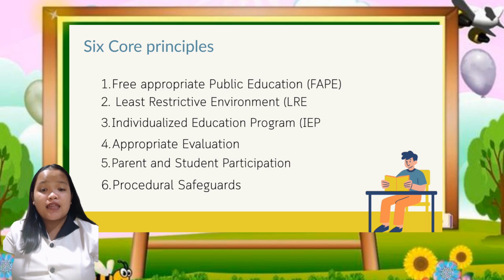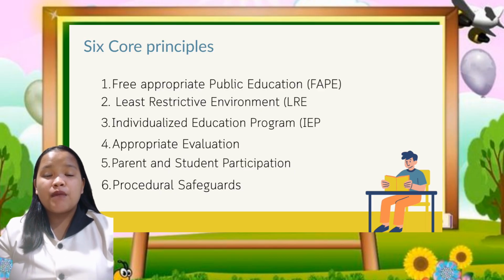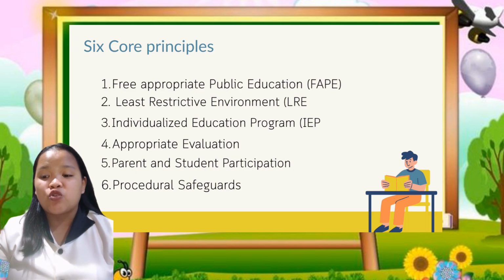And the next is parental safeguard. So what is parental safeguard? It is the legal protections ensuring parents and students with disabilities have rights in dispute resolutions. It requires the schools to provide detailed explanations before any significant changes to identification or evaluation.